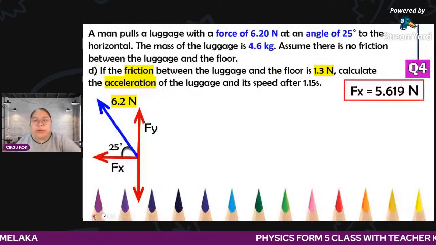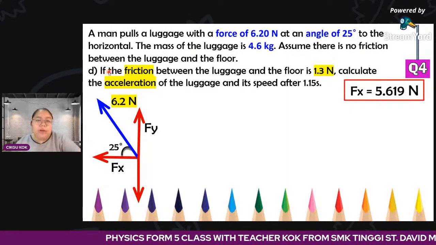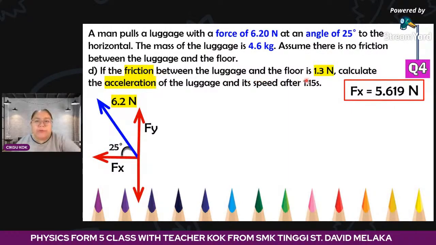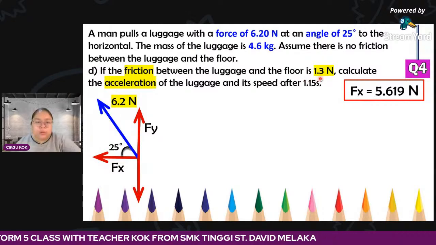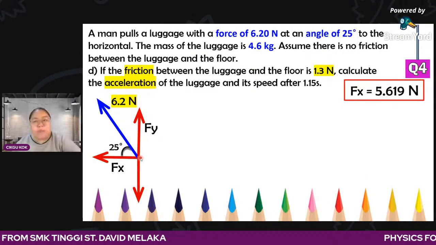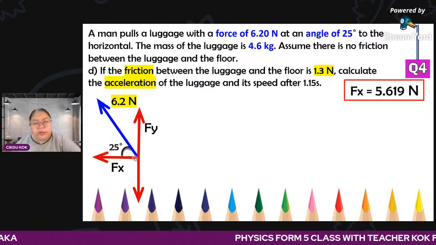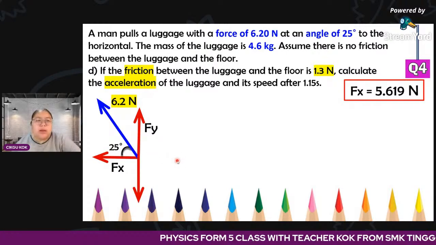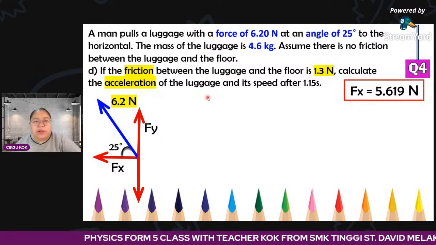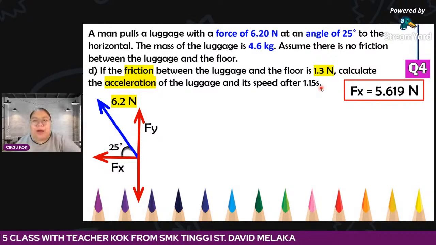Okay, 4 again, but now they say the friction between the luggage and the floor is 1.3 Newton. So remember friction, how to draw. The friction is always opposite direction to the effect. Effect is go forward, so the friction must go backwards. Now we need to calculate the acceleration of the luggage and also the speed after 1.15 seconds.